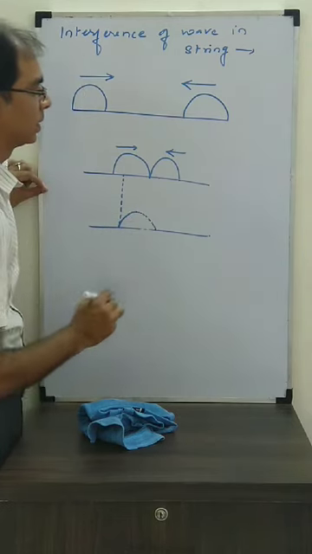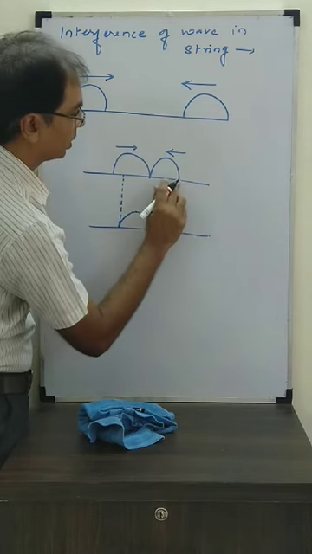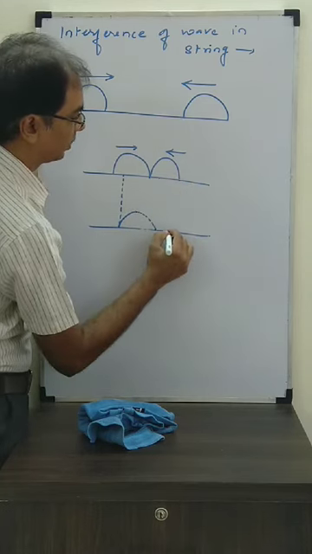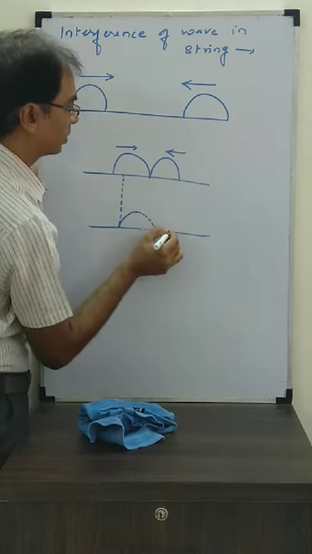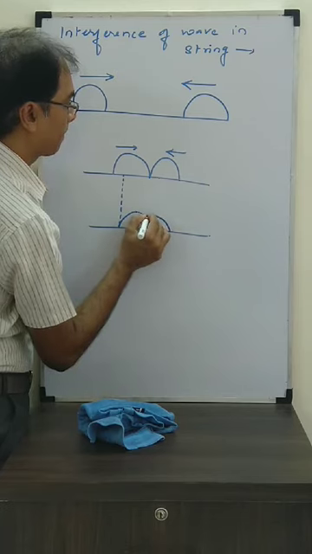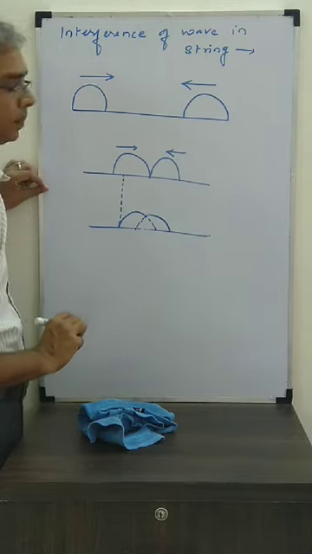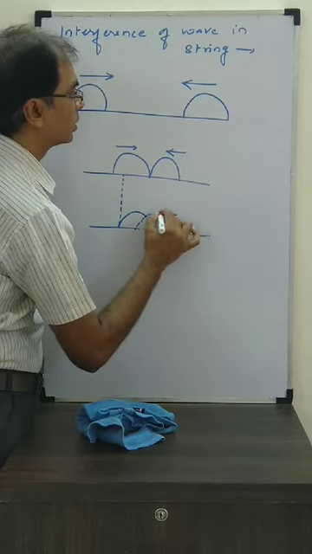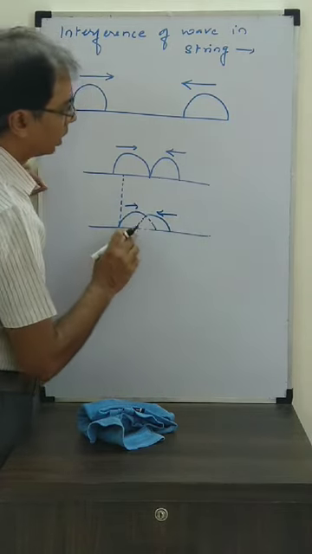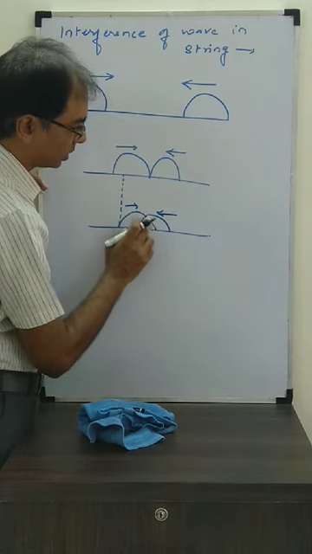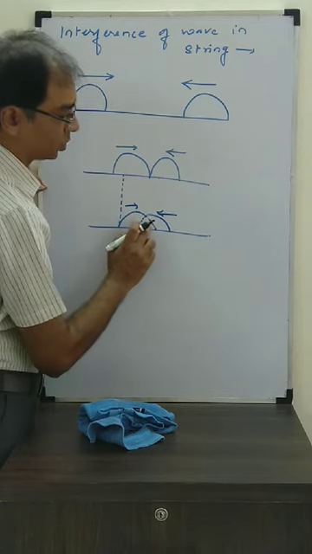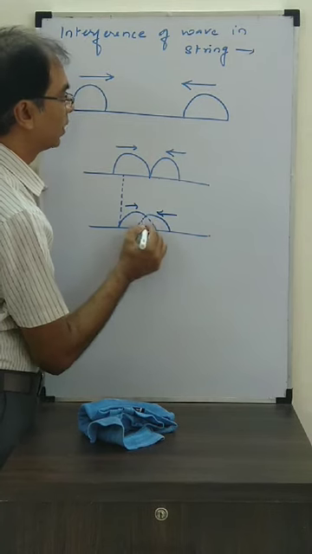I'm making it like this. Same way for this one also, this point will be shifted to this point. You can see something like this will happen. This is going in this way and this is still going in this way. Now the question is, what about this portion? This is actually the interference zone.